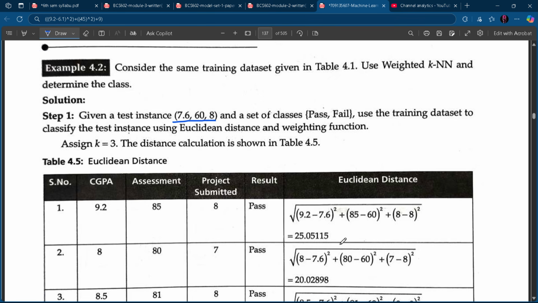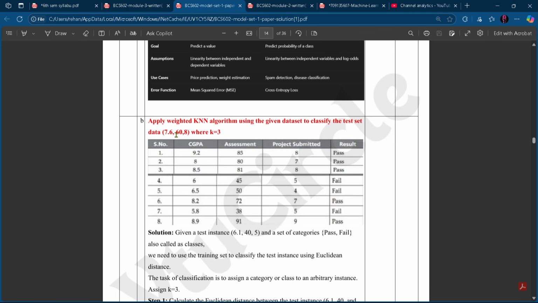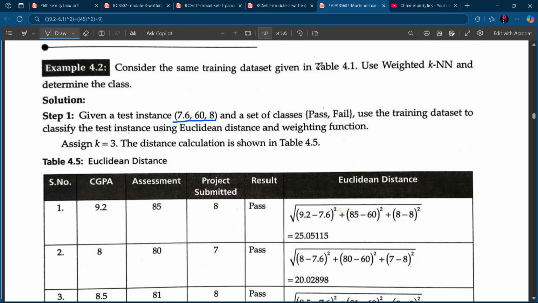Okay guys, so in the last video, we saw in the model set paper that I was saying this is wrong. Sorry, I didn't see this is weighted KNN. I just thought it is just KNN. Weighted KNN is just one additional step from KNN. If you know how to solve KNN, then you will be able to do 80% of weighted KNN. At the end, you just have to do a few changes.